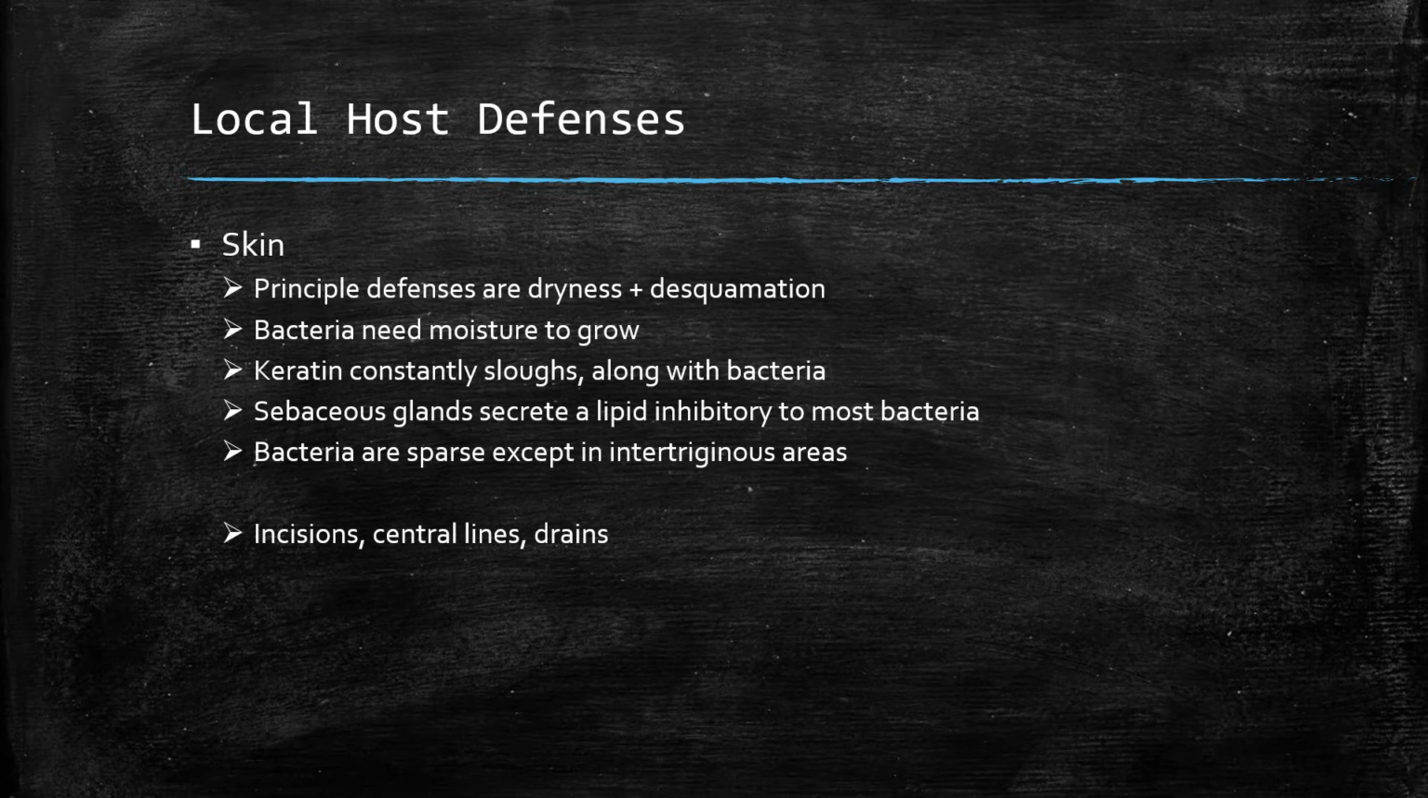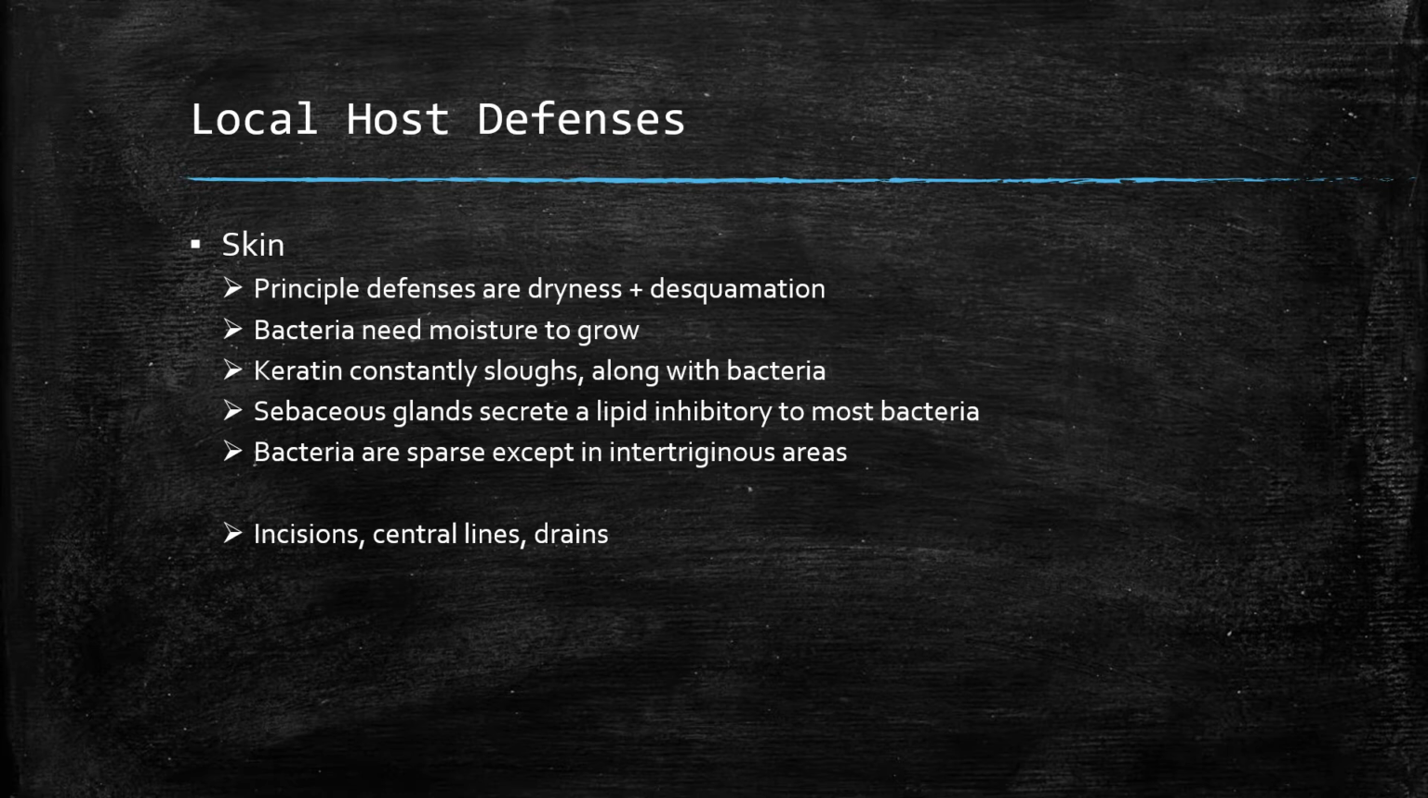Perhaps the most obvious way a pathogen can gain access to a human host is through a breach in the skin. The skin, however, is well designed to ward off invaders. The principal defense mechanisms of the skin are dryness and desquamation. Most areas of the skin are dry, and the only areas where bacteria are present in large numbers are the moist intertriginous areas like the axilla and the groin.